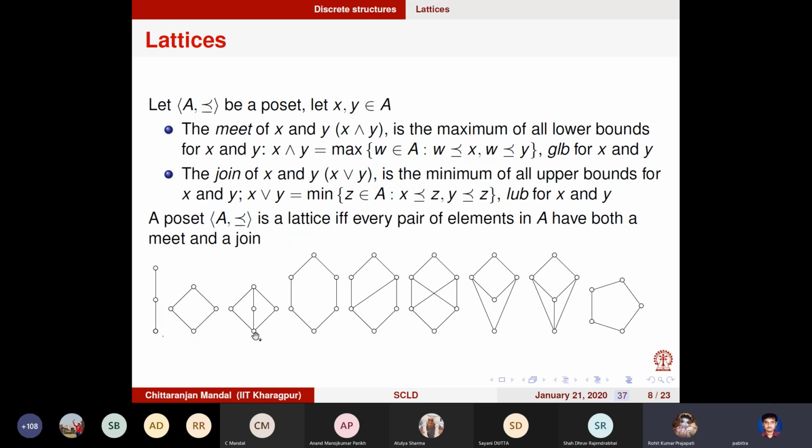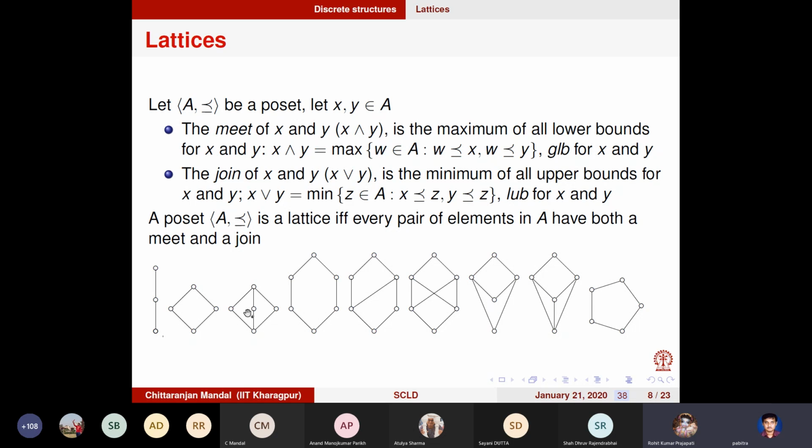You see, you take two points. If you can connect them by a chain, of course there is a meet and a join. You take any two points and you have a chain connecting them, you of course have a meet and a join, because a chain always has a meet and a join. So that is possible. Beyond that, they can also have a meet and a join.